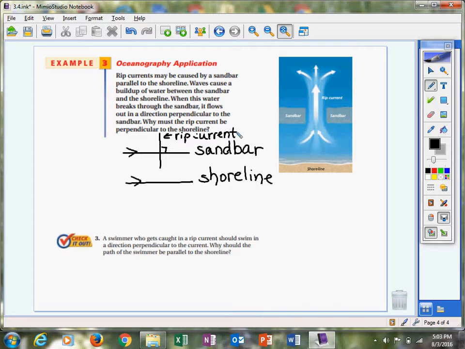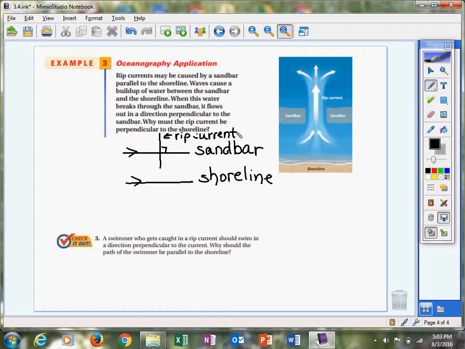All right, so we're not going to panic because what we know is that we can swim parallel to shore. Get your eyes on the shore and get yourself parallel and start swimming that direction. No matter how far out you are, just swim in that direction, parallel to the shore, and then you can swim back in.